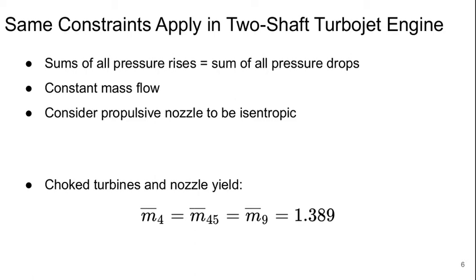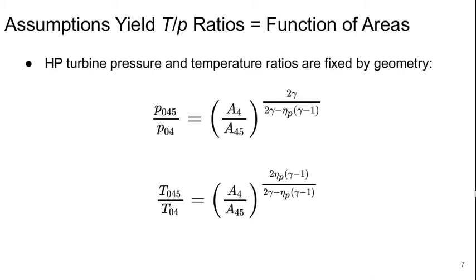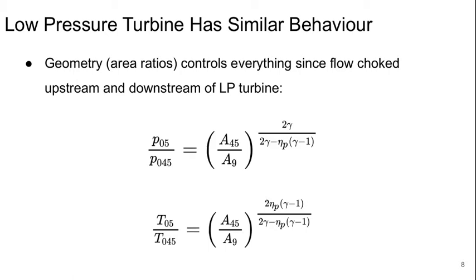If the turbines are choked as well as the nozzle, then m-bar 4, m-bar 4.5, and m-bar 9 are all the same, and they're equal to the choking value for gamma 1.3, which is 1.389. Through these assumptions, the temperature and pressure ratios for the turbines are simple functions of areas. So the high pressure turbine pressure and temperature ratios are fixed by the geometry of the ratio of A4 to A4.5. And the low pressure turbine has exactly the same kind of behavior where the geometry area ratios control everything, since the flow is choked both upstream and downstream of the LP turbine.